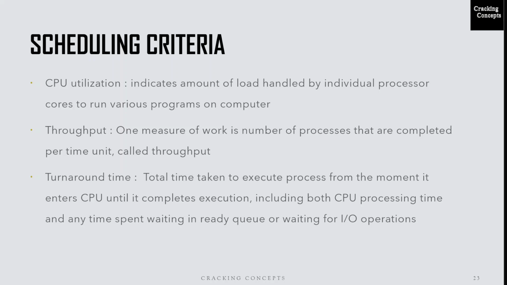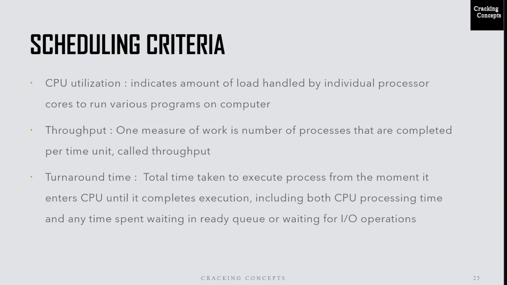One measure of work is the number of processes that are completed per unit time, called throughput. For long processes, this rate may be 1 process per hour. For short transactions, it may be 10 processes per second. Next is the turnaround time. The interval from the time of submission of a process to the time of completion is the turnaround time.